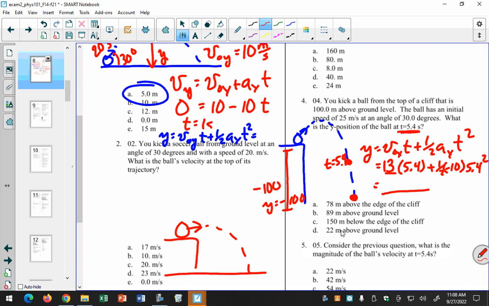Now, the 100, okay, so let's see. The 100 is not irrelevant. You don't use it at all. Well, I think we do use it in a different way.